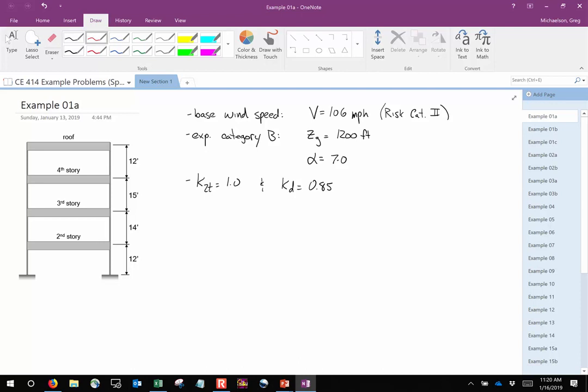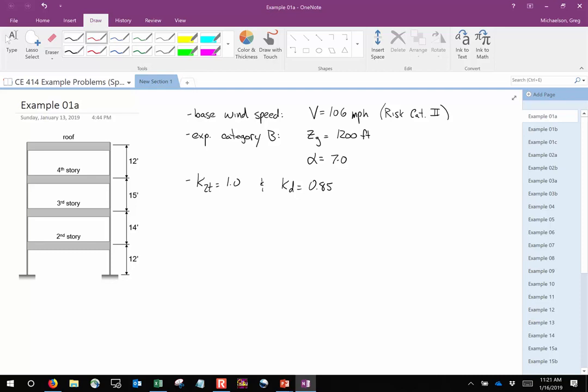Now, what I'm going to do is consider one story. I'm only going to do this for one story, and then I'm going to pull up an Excel file that I posted on Blackboard that should make it a little easier to do the others. But before I do that, one of the things I want to make sure that everybody's clear on is how to express and how to compute the elevations.